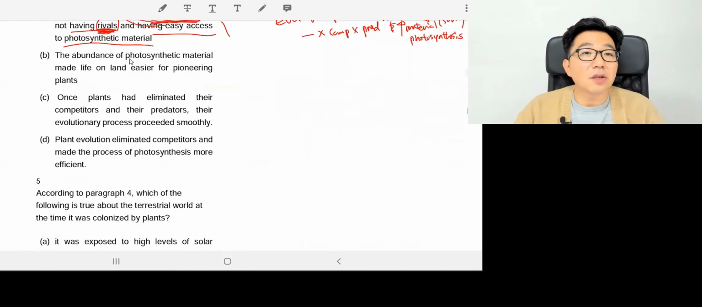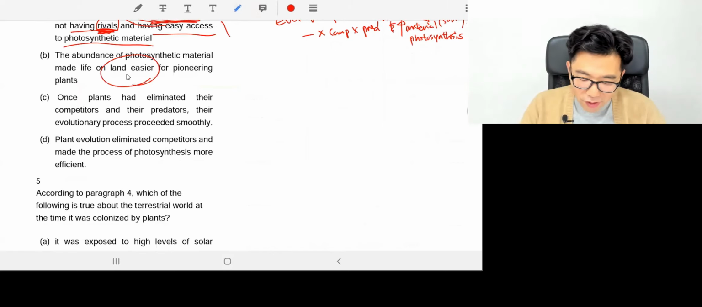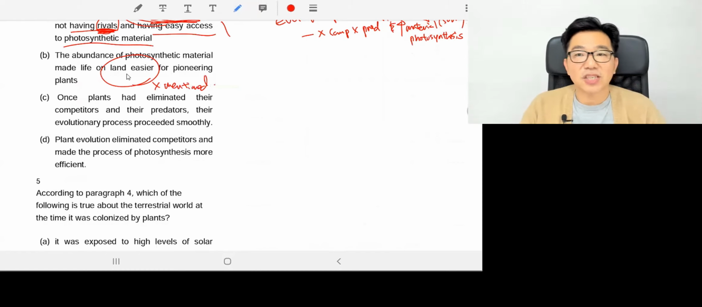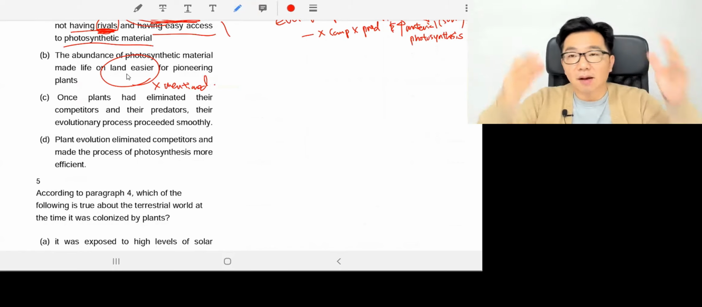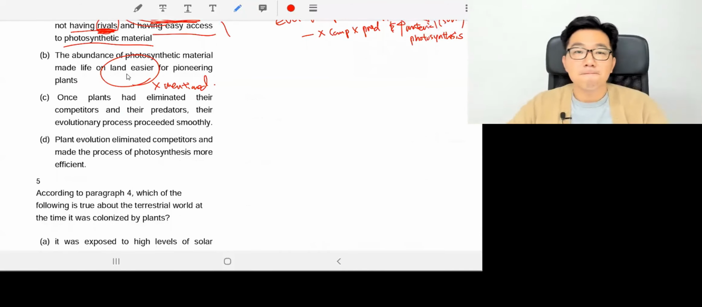B, the abundance of photosynthetic material made life on land easier. Easier is not mentioned. It's just saying it was an opportunity because there are some advantages of these things. That's it. Nothing more, nothing less.